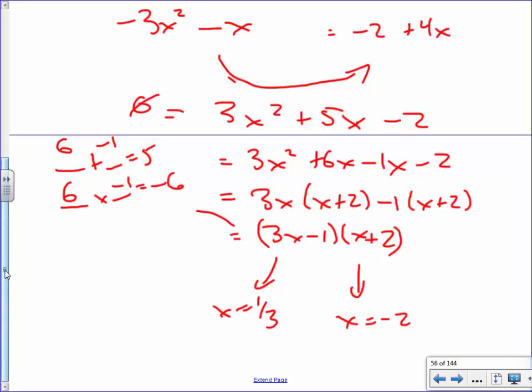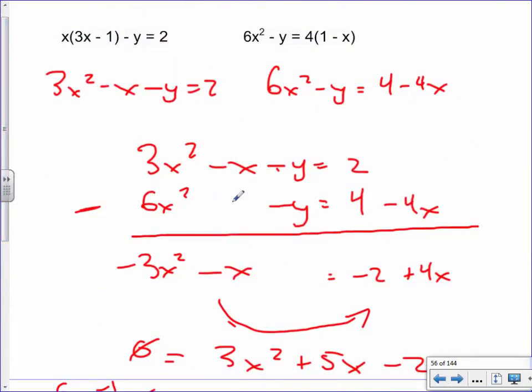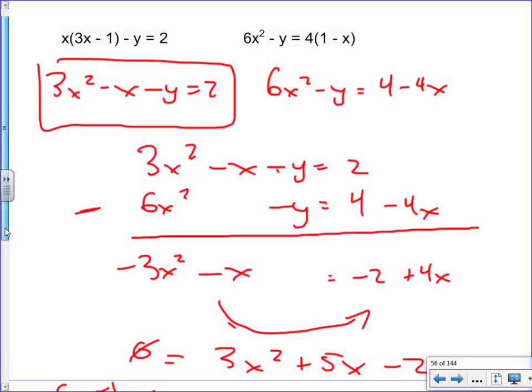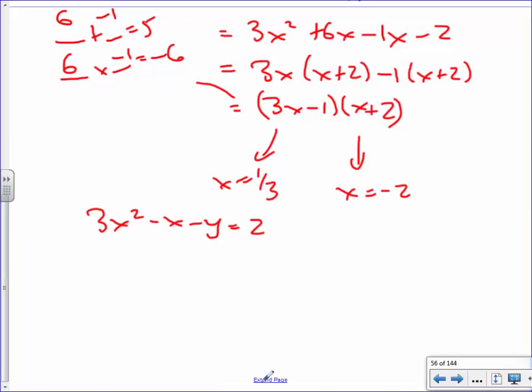Hey, if you want me to teach you, I'll teach you. All right, last step. Plug this back into an equation and solve for y. I don't care which equation. They both should work. It's not like one of them's better than the other. So, you know what? I like this one here better myself, just because both x's are on the same side. So, 3x squared minus x minus y equals 2.